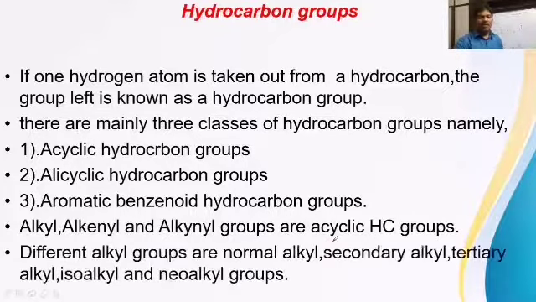Acyclic means non-cyclic. And different alkyl groups. Different alkyl groups are, first, the normal alkyl group. Normal alkyl group is represented as small n. N-pentane we say, N-butane, small n hyphen. The small n indicates what here? Normal. So N-pentane, N-butane, N-hexane, these all come under normal alkyl groups.